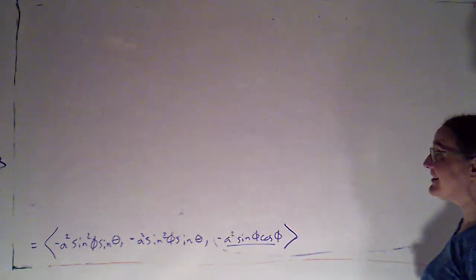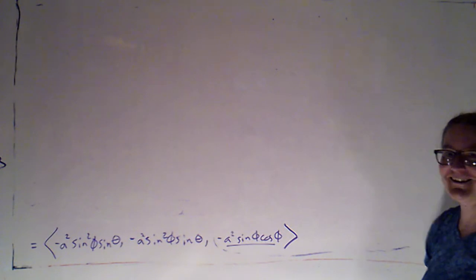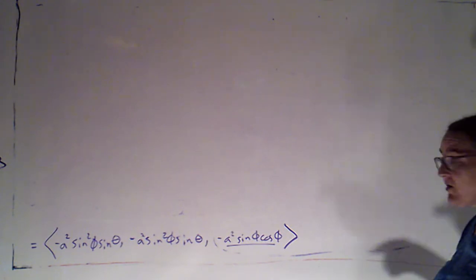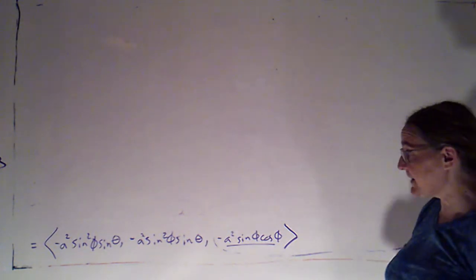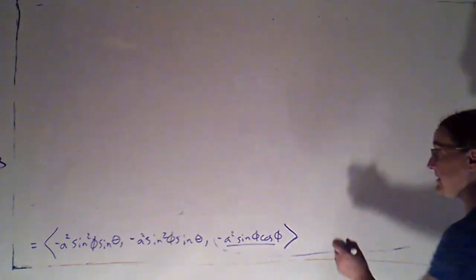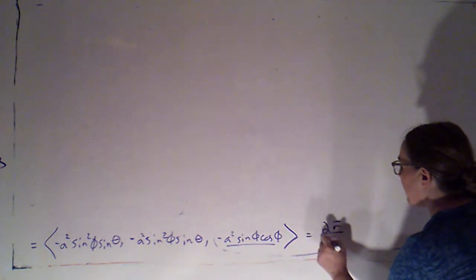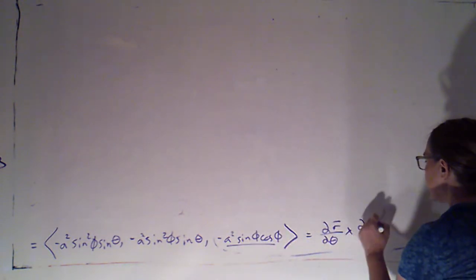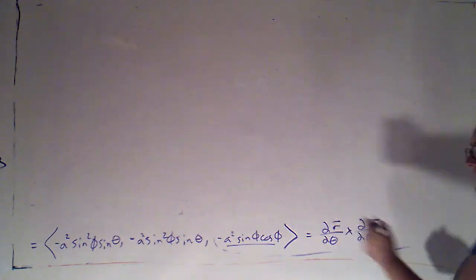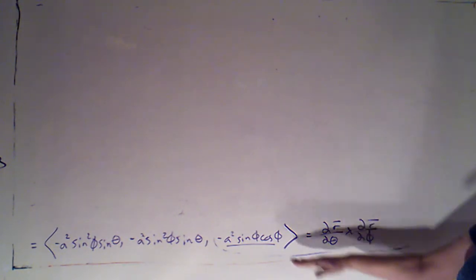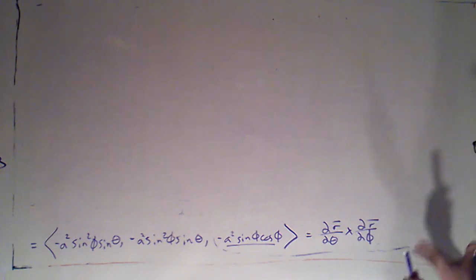Now, at this point, this video has been going for a while. So I'm going to stop this video and pick up in the next video where we'll be calculating this. So let me just label. This was my del r del theta crossed with del r del phi. And in the next video, we will pick up with taking the magnitude of that and then integrating.